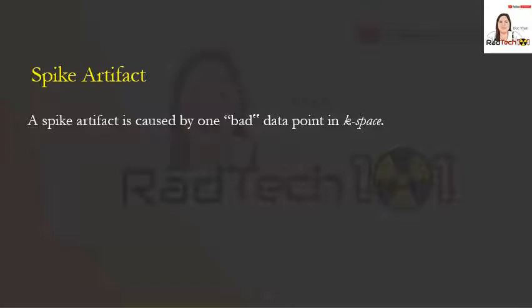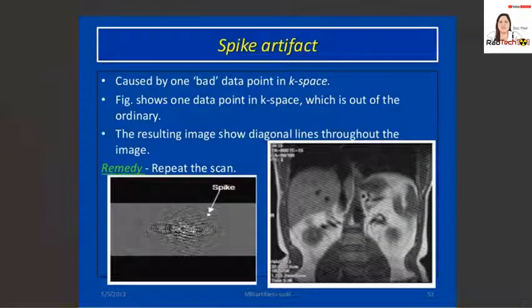So, k-space is a data acquisition matrix containing raw image data, yung mga lines dun sa previous slides natin, prior to image processing. So, magkakaroon siya ng spike artifact kapag may one bad data point sa k-space. It is caused by one bad data point in k-space, and the figure below shows one data point in k-space which is out of the ordinary. The resulting image shows diagonal lines throughout the image.